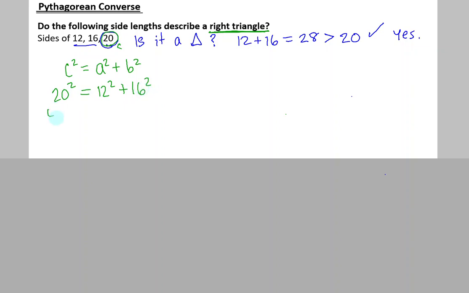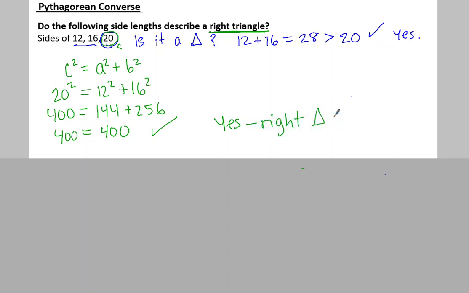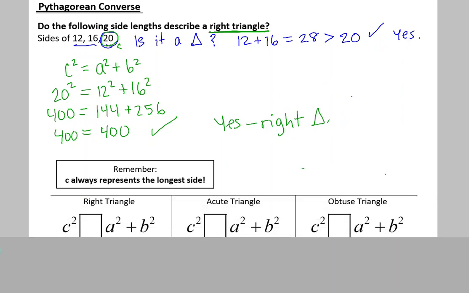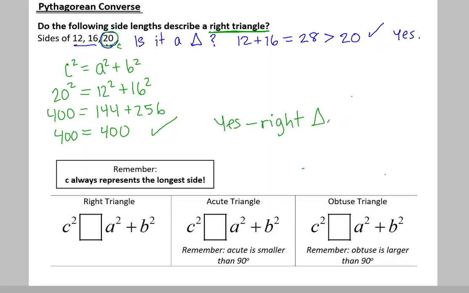Well, 20 squared is 400, 12 squared is 144, and 16 squared is 256. And when I add 144 and 256, it does make 400. So these two sides are equal. These three numbers do satisfy the Pythagorean theorem. So yes, not only does it make a triangle, but it makes a right triangle. And this is our Pythagorean converse.